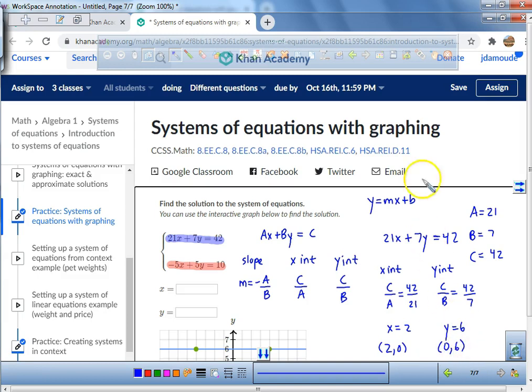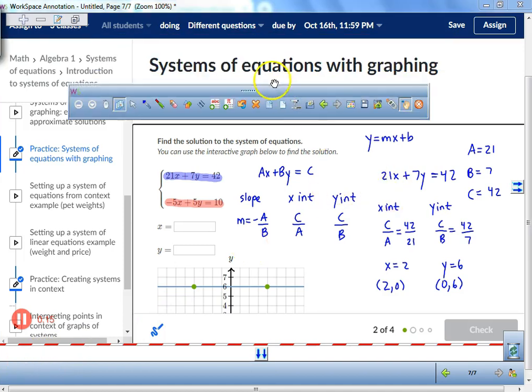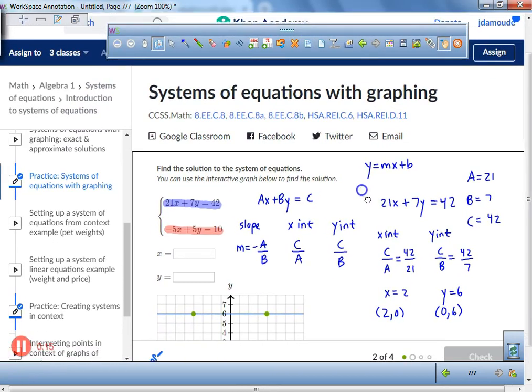So what am I going to do? I am going to plot 2, 0 and 0, 6 on this, and I'll do that here in a second. All right, we're going to continue on with this video. Hopefully I can splice these videos together.